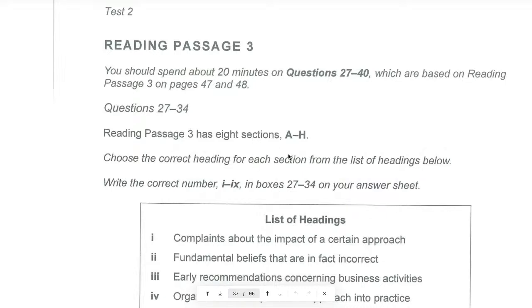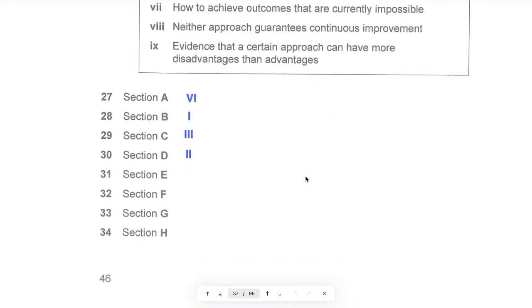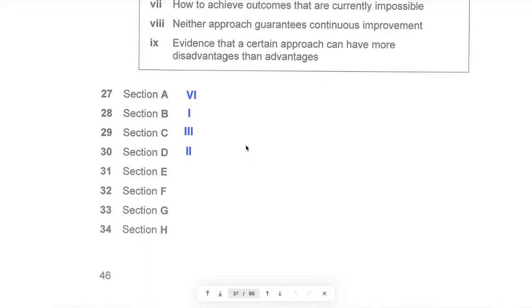Alright guys, now let's continue. So yesterday we finished questions 27 to 30, right? But today we're gonna continue with the rest.